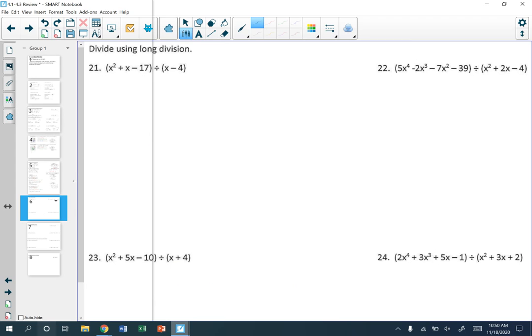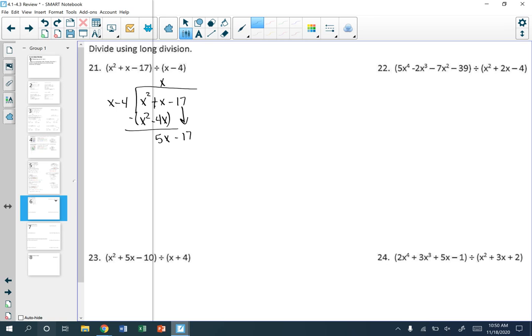Number 21, divide using long division. So remember, this goes on the inside, x squared plus x minus 17, divided by x minus 4. Now, what do I need to multiply x by to get x squared? X. Remember, that goes above the x term, so x times x gives me x squared. X times negative 4 gives me negative 4x. When I subtract, this is going to turn into a plus, so that's 5x, and then I bring down my 17.